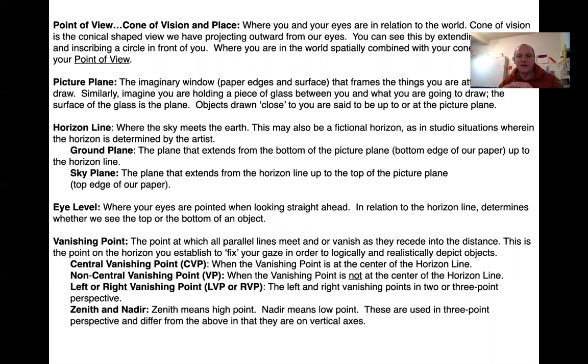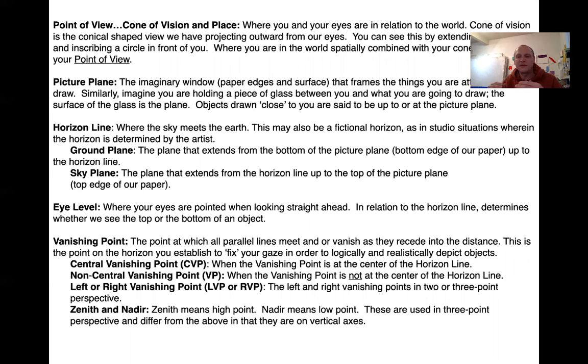Eye level is your relationship with the horizon line. So if you're standing on that beach and you squat down, your eye level changes in relation to the horizon line. That vanishing point again, so that's where you see all parallel lines meeting or vanishing as they recede into the distance.